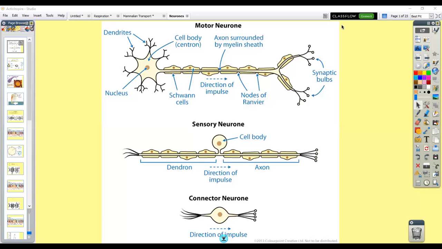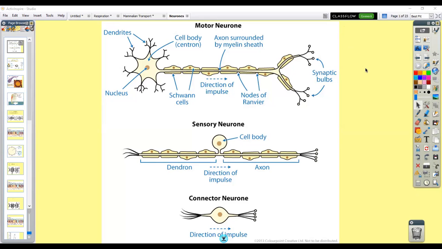Okay, so in this video we're going to look at neurons and synapses for A2. Obviously this is linked to coordination, along with the other bits that we've looked at as well. Obviously we're looking at the nervous system. The nervous system is made up of neurons, or nerve cells, which carry electrical impulses throughout the body, and they cross at synapses.